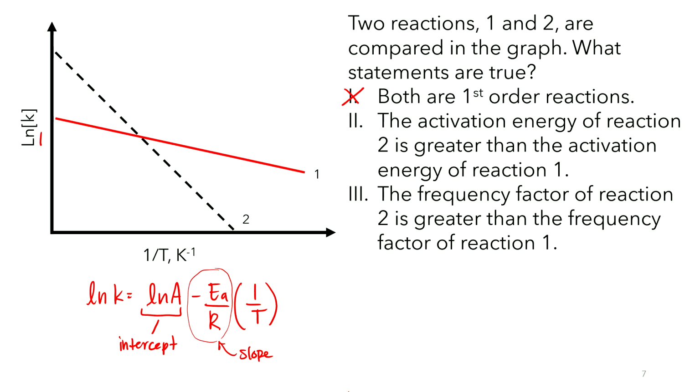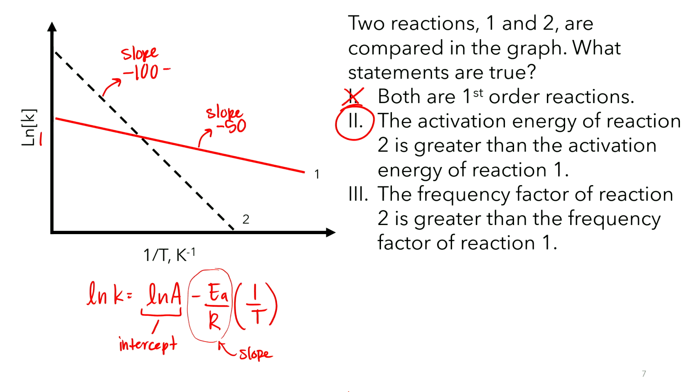The activation energy of reaction 2 is greater than the activation energy of reaction 1. Is that true or is that false? Give it a shot. You're on the test. You're sitting at your computer. You might as well answer this question. I would say that this is true. Why is this true? Well, this is a much steeper line for 2. So that would be like a negative 100 slope. Maybe this reaction 1, my slope is negative 50.